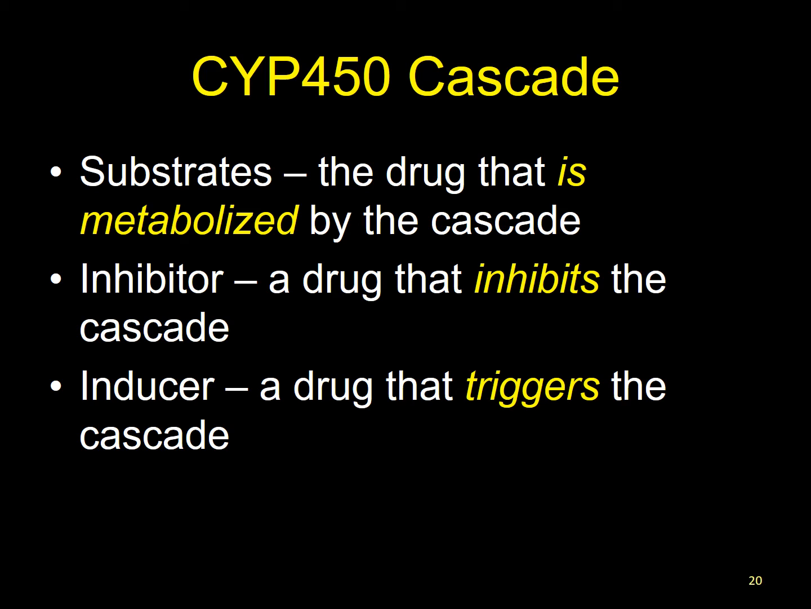But on the other hand, we have some medications that actually inhibit the cytochrome P450 cascade. They actually slow it down. And then other drugs actually induce or accelerate the cytochrome P450 cascade and speed it up. So we always need to know when we're giving patients medications, if we're giving them medications that are substrates, and if at the same time we are giving them medications that inhibit the cascade and/or drugs that induce or trigger the cascade.